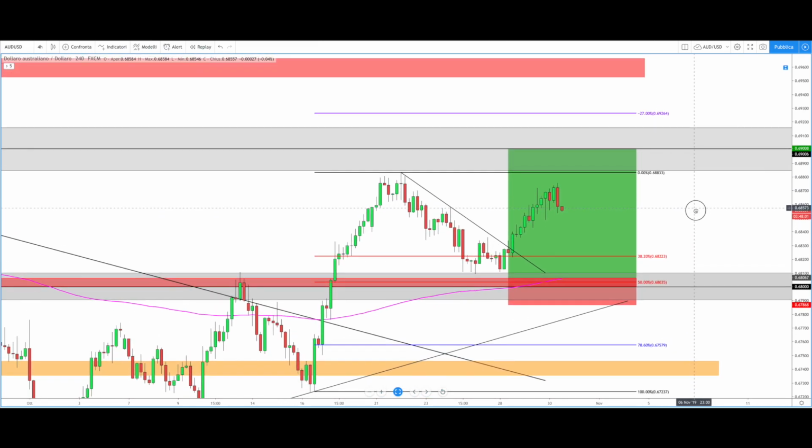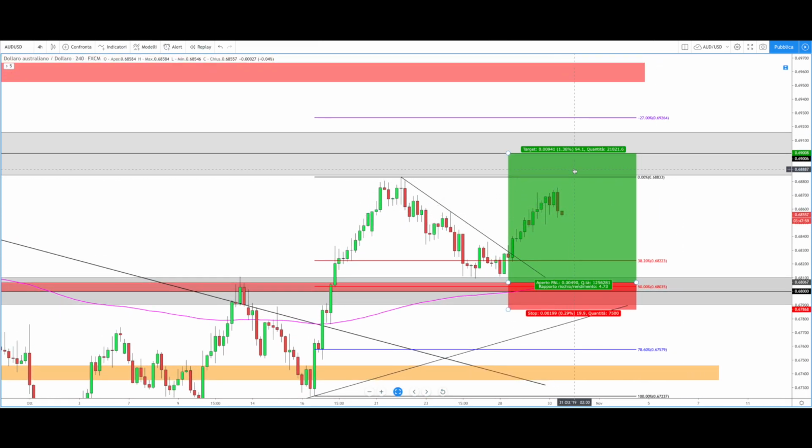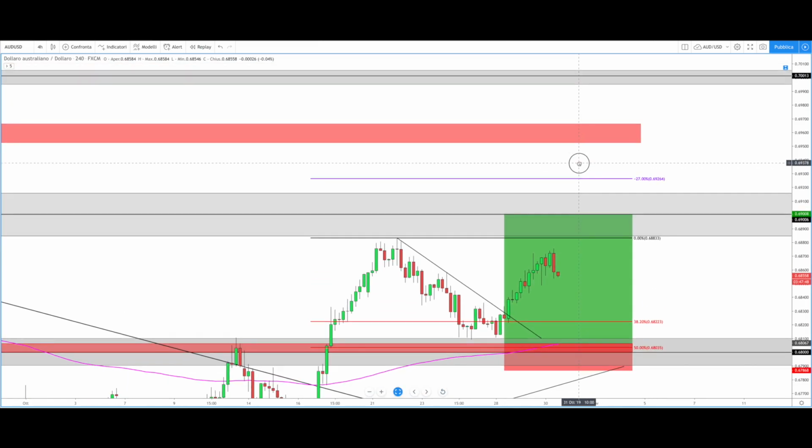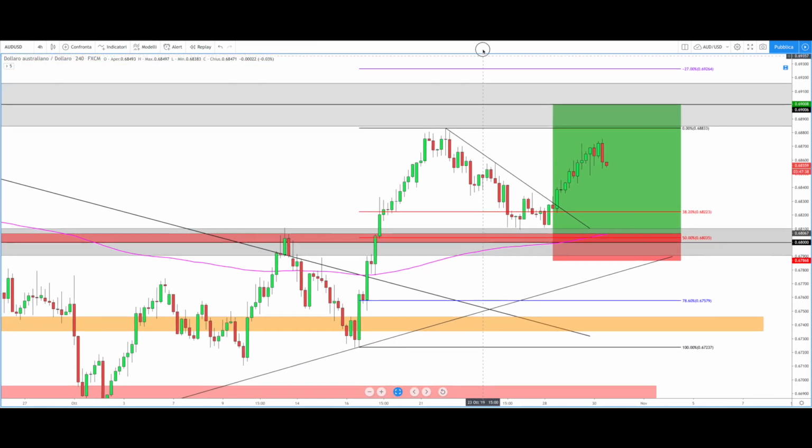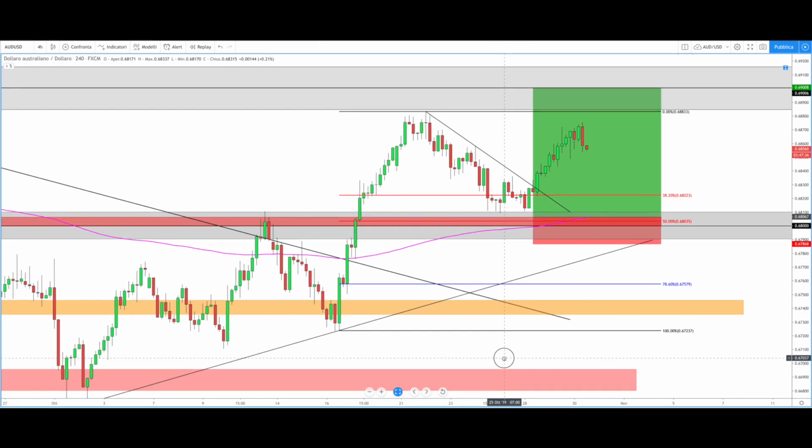Obviously, if the price will find the strength to start a new bullish phase, a 4-hour and daily closing above 0.69 will be a huge bullish signal that could bring the price to the next support and resistance area around 0.6960 here.